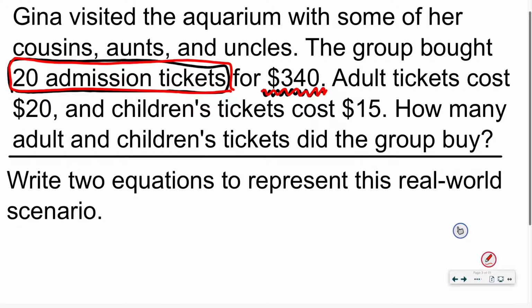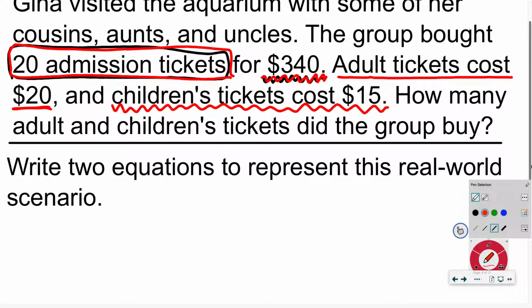What else? Let's go to someone else. What else do we know? Go ahead. The cost of each ticket. The cost, be specific. The cost of what? For the adult ticket. Good. The adult tickets cost $20. Good. And what else? The children's tickets cost $15. Children's tickets cost $15. Good.